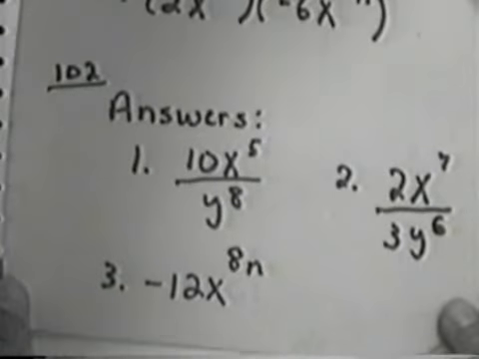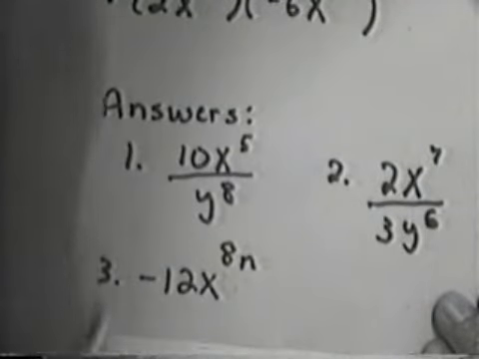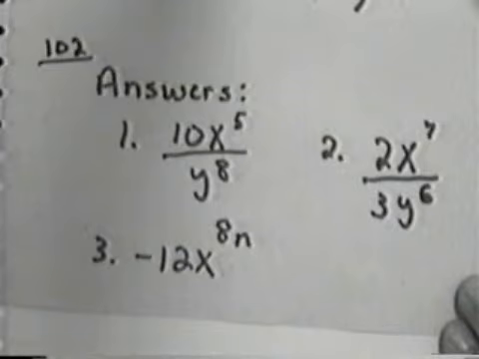Here are your answers. The answer to the first one, 10 x to the 5th divided by y to the 8th. The answer to the second one, 2x to the 7th divided by 3y to the 6th. The third one, a negative 12x to the 8n. If you disagree with any of these answers, be sure to check with someone.